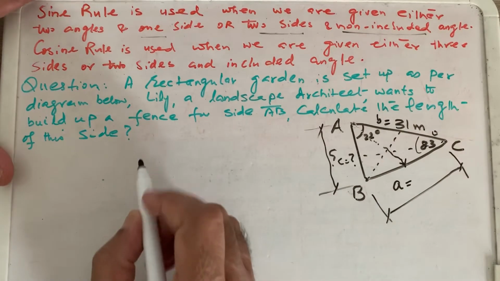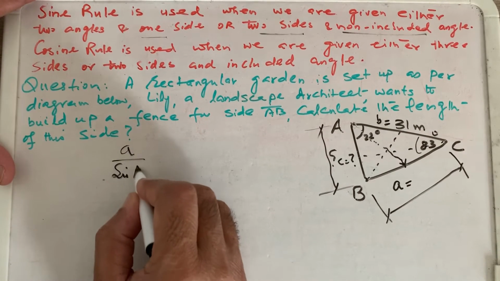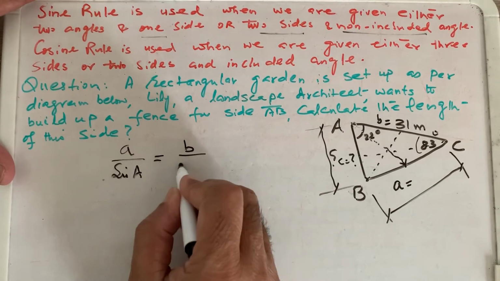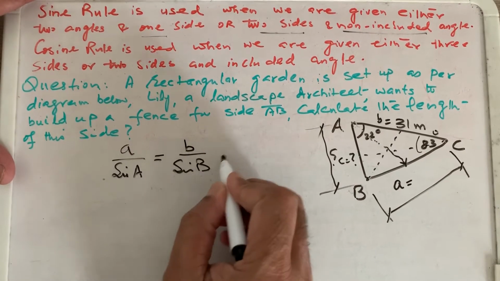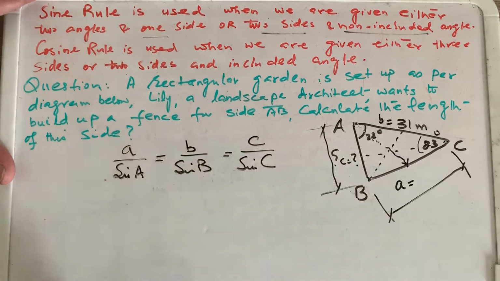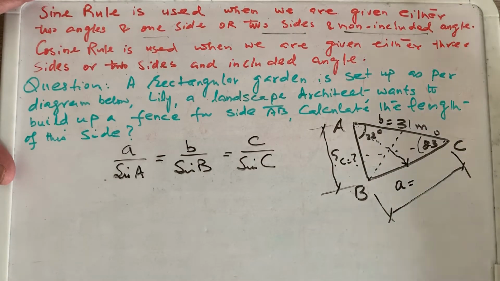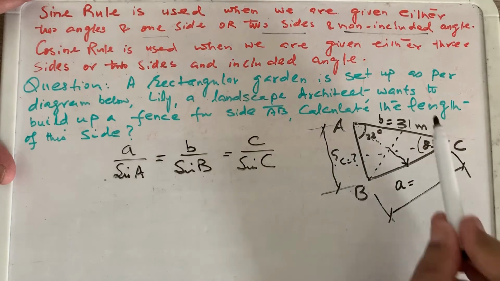So what is the sine law? The sine law is a over sine A equals b over sine B equals c over sine C. This is my sine law, right? And in this case, I can use the sine law because two angles and one side are given.